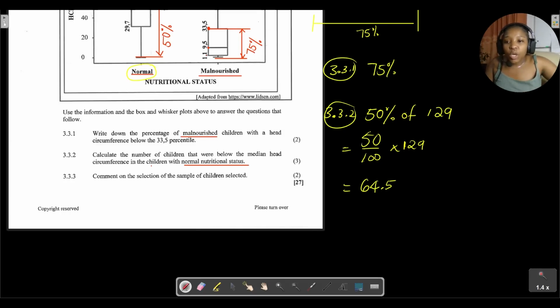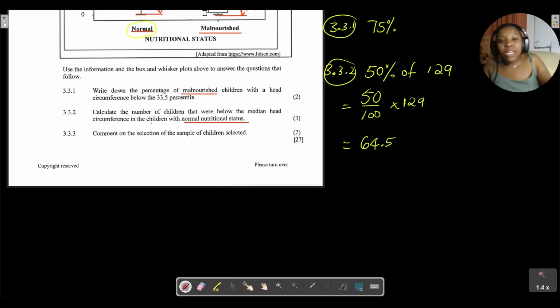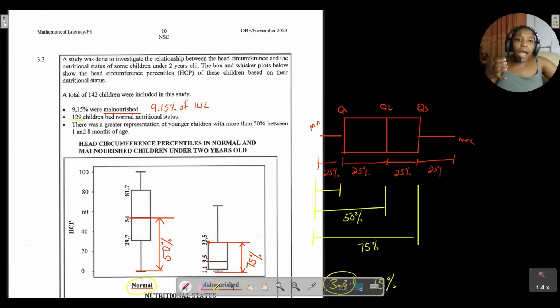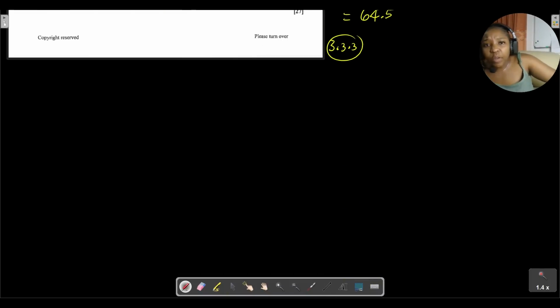So that's the number of children that were below the median head circumference in the children with the normal nutritional status. Question 3.3.3. Now we need to basically comment. Comment on the selection of the sample of children selected. What can we basically say about the sample of children that were selected?